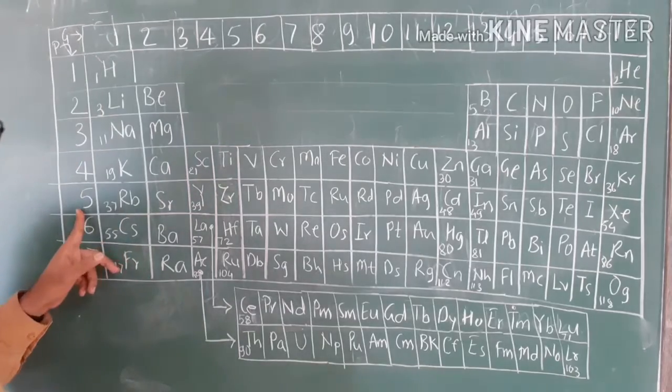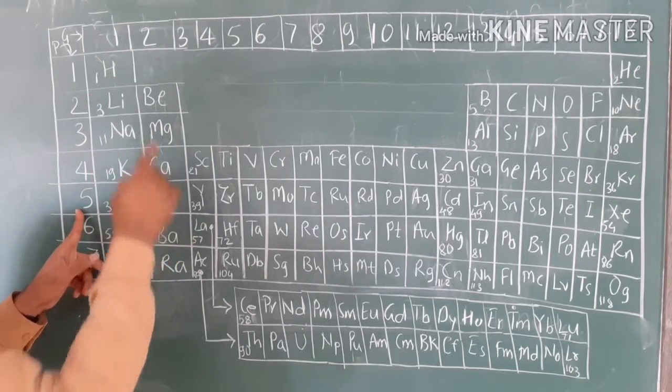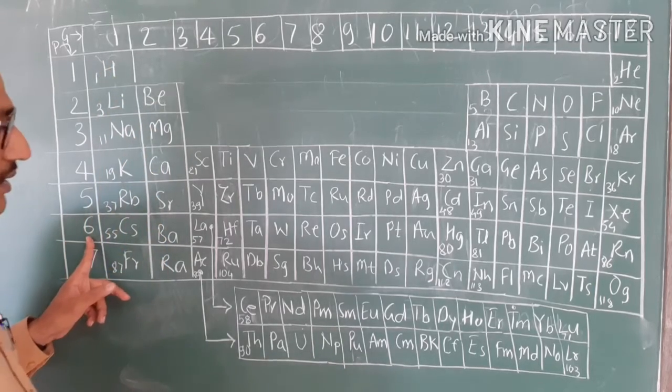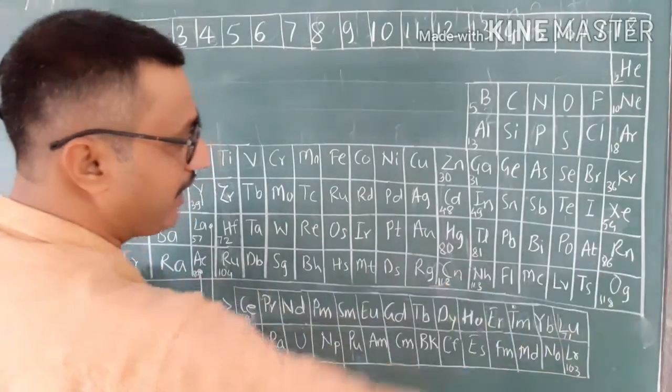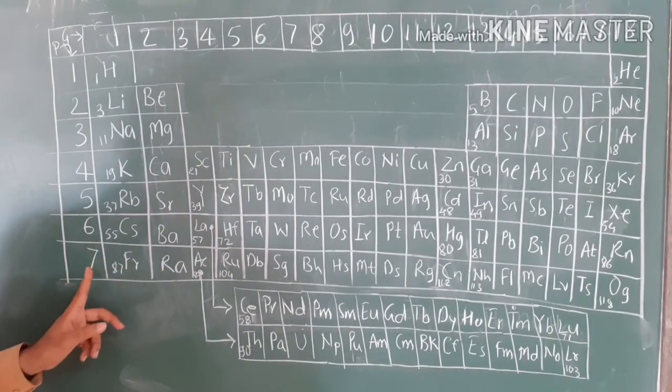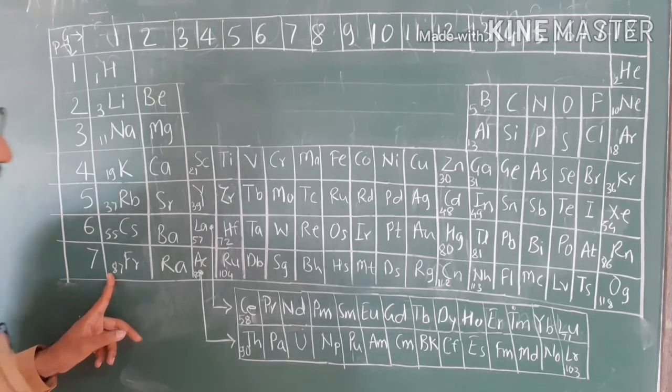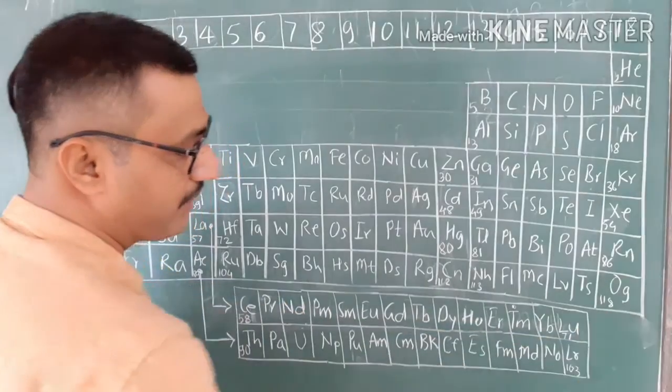These elements are the members of the fifth period. Sorry, all these are periods: first period, second period, third, fourth and fifth. The sixth period begins with cesium and ends with radon, atomic number 86. The seventh period begins with francium, atomic number 87, and ends with oganesson, atomic number 118.